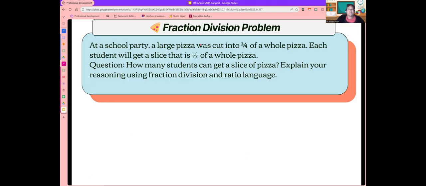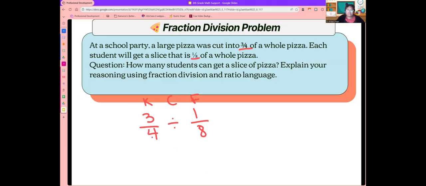So we have a large pizza which was cut into 3/4 of a whole pizza, and then each student will get 1/8 of a whole pizza. So we have 3/4, and that's being divided by the 1/8 that each student will get as far as the slice. So if we want to know how many students, well, we'll do this division. And for dividing fractions by fractions, we do keep, change, flip.